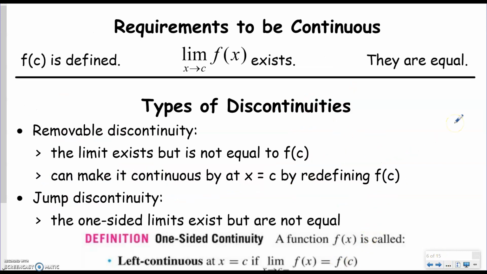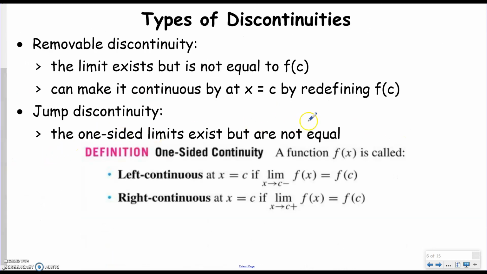Okay, requirements to be continuous. F of c is defined, the limit exists, and they are equal. So that's exactly what we just showed. There are two types of discontinuities. Removable means the limit exists, but it's not equal to the point, and we could just plug in a point to make it continuous. And a jump discontinuity means the one-sided limits exist, but they're not equal.